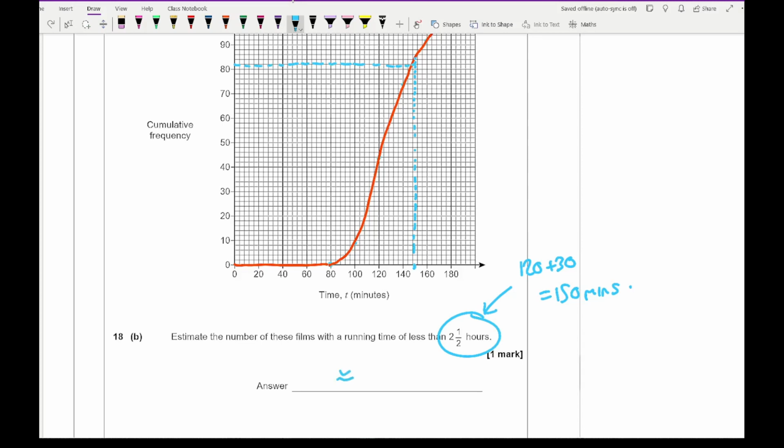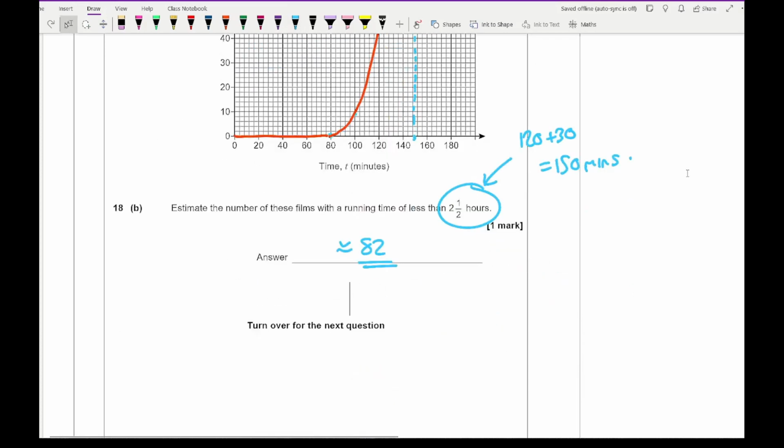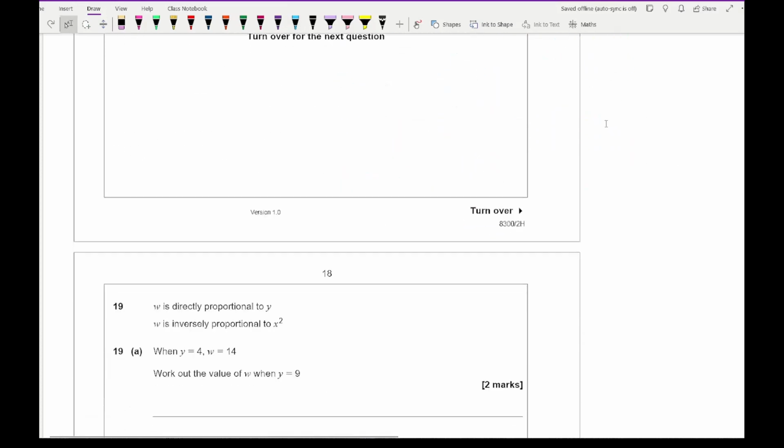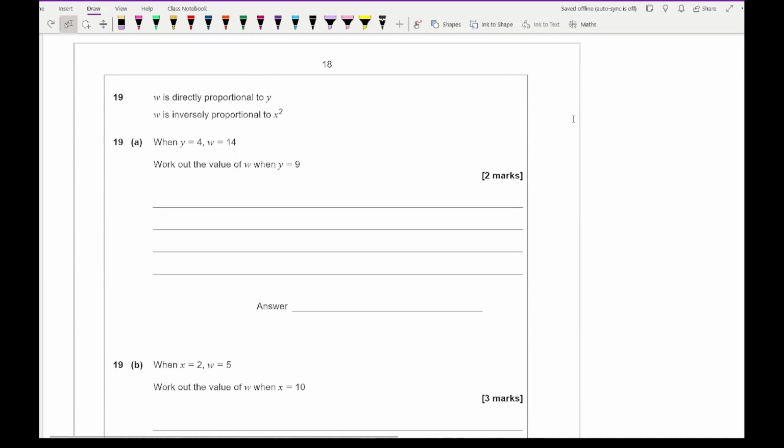Now it's say an answer roughly around 82, but as long as you can show the evidence on your cumulative frequency diagram, you should get the 1 mark at that, particularly if you've done it at 150. I'd say, to be fair, that question's a little bit stingy. So moving on to question 19, which looks at direct and indirect proportion.